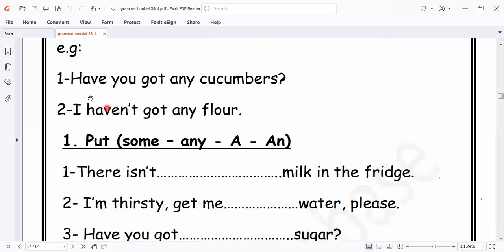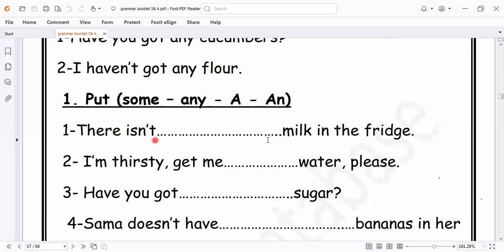Here we have: Have you got any campers? Here is a question, so here we have any. Why do we have any? Because it's a question. I haven't got any, so here it is negative. There isn't a space in the fridge. Isn't what? Isn't any. So I put any here.